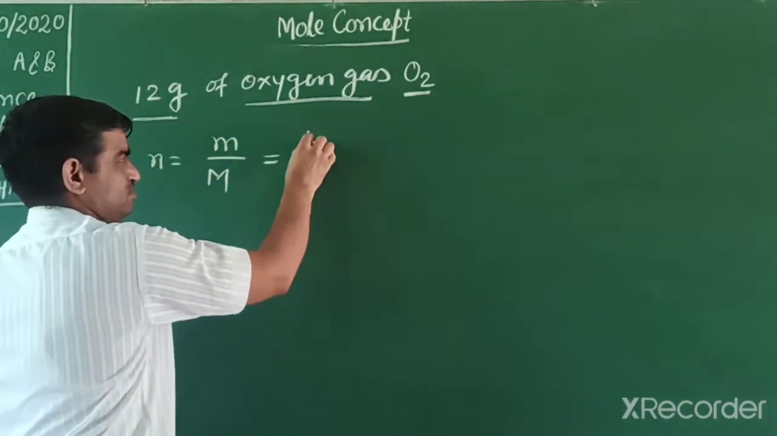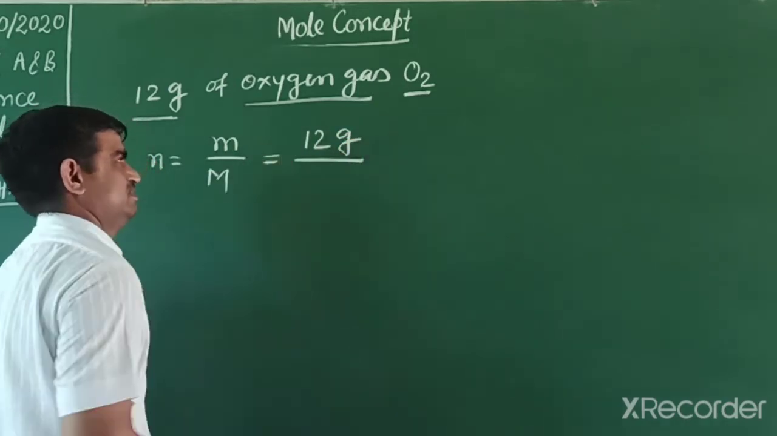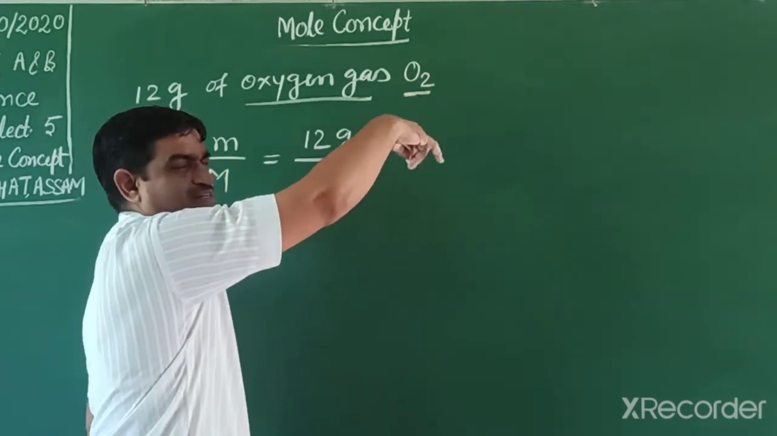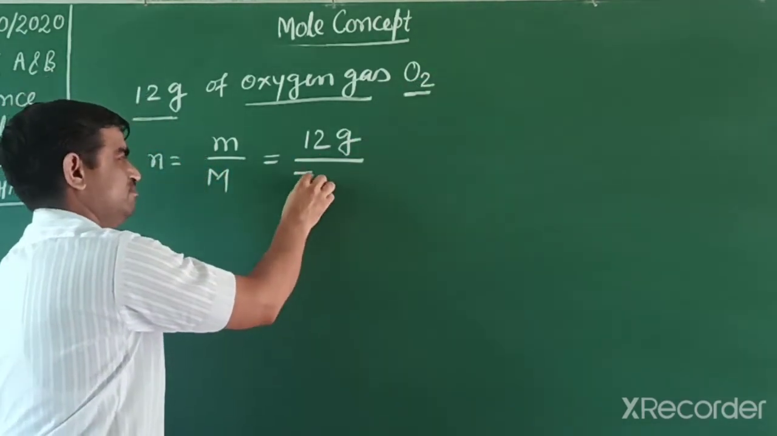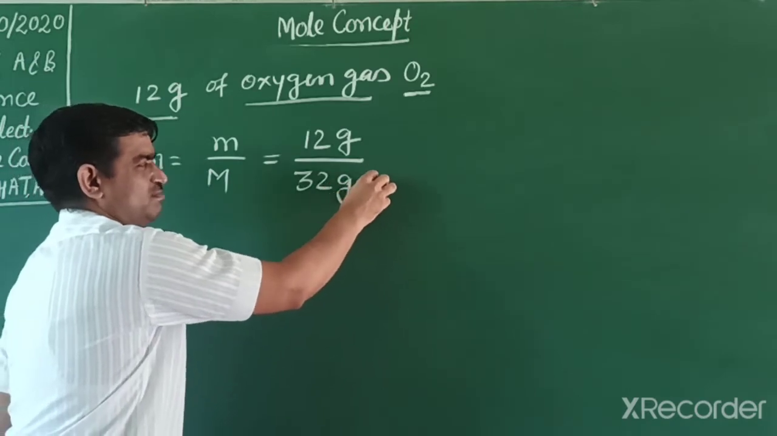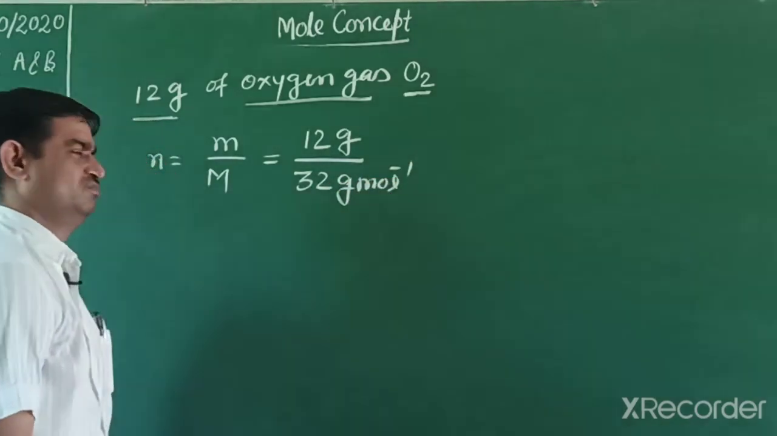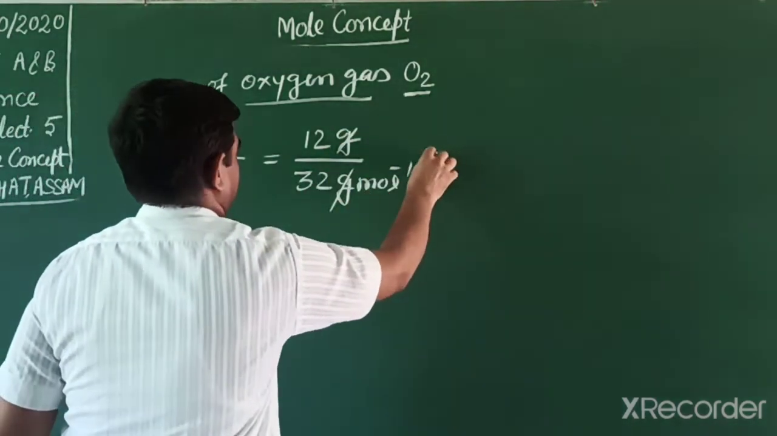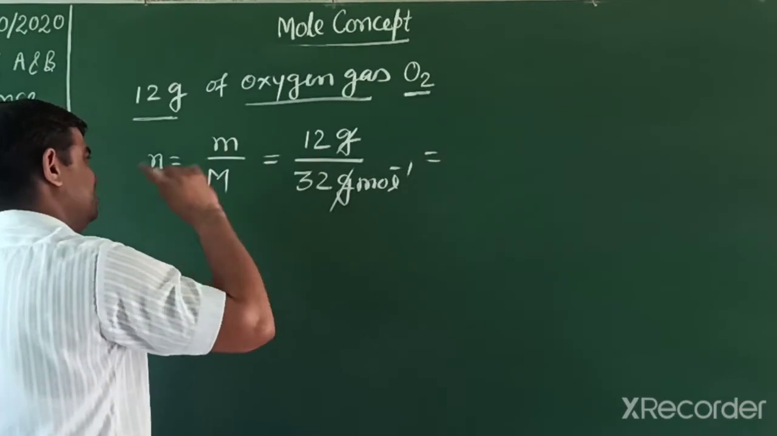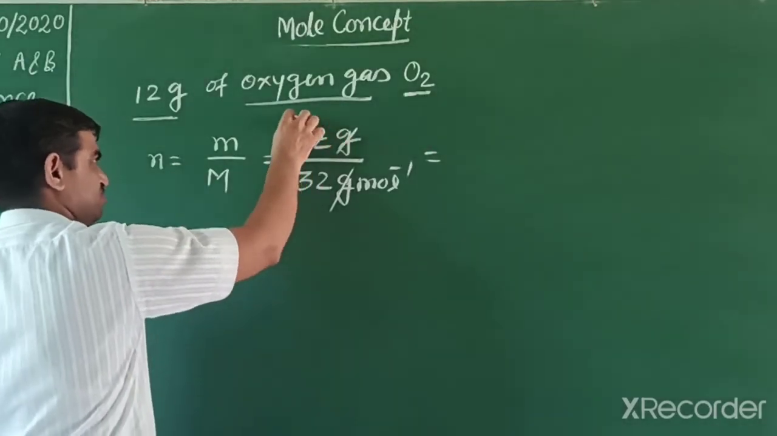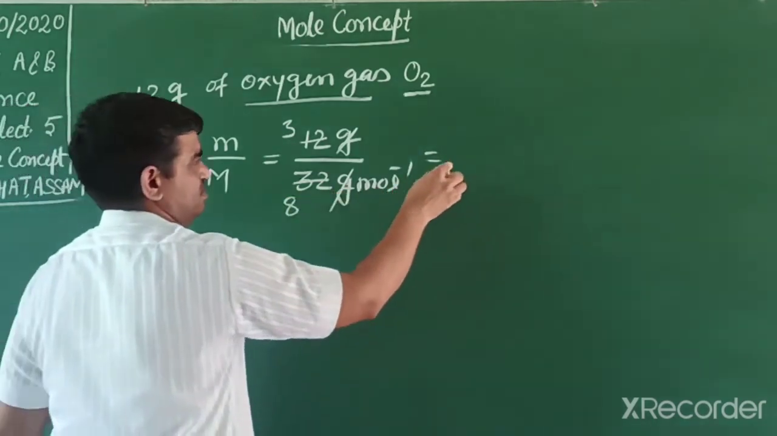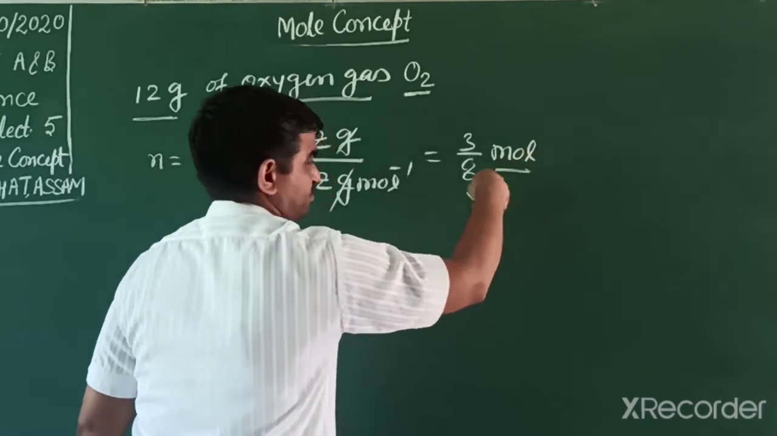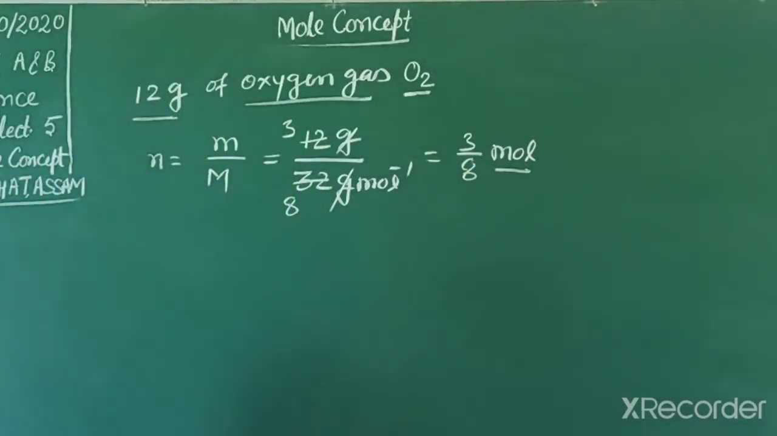Given mass is 12 gram. And what is the molar mass? We earlier know 16 into 2 is 32. If you write gram mole inverse, then its molar mass is 32 gram mole inverse. So now we solve this numerical, then we easily get the mole by dividing, 12 by 32, we can say 3 by 8 mole.